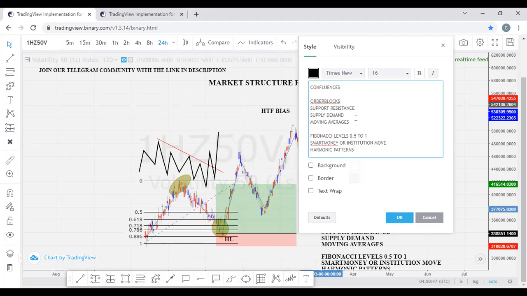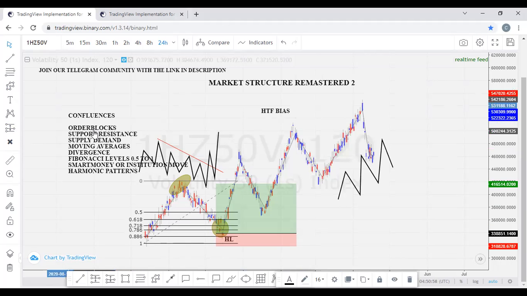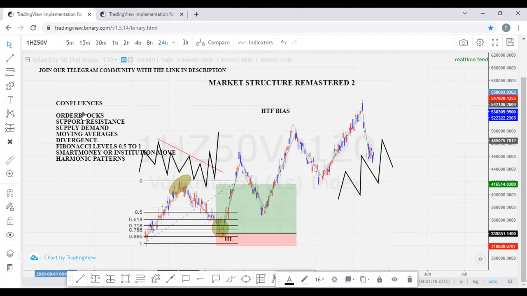And then the next one you should be looking out for is divergence. If you have not heard, I did a teaching on divergence, so you could get it where you want it. So these are the confluences that you should look out for before taking any trade. You should at least have one, or let's say two or more of these confluences. Whenever you're taking your trade based on the high time frame bias, you should see that area of your interest lining up with your order block, or your support and resistance, or your supply and demand zone, or your moving averages, or your divergence, or your Fibonacci level, or smart money, or your harmonic pattern.